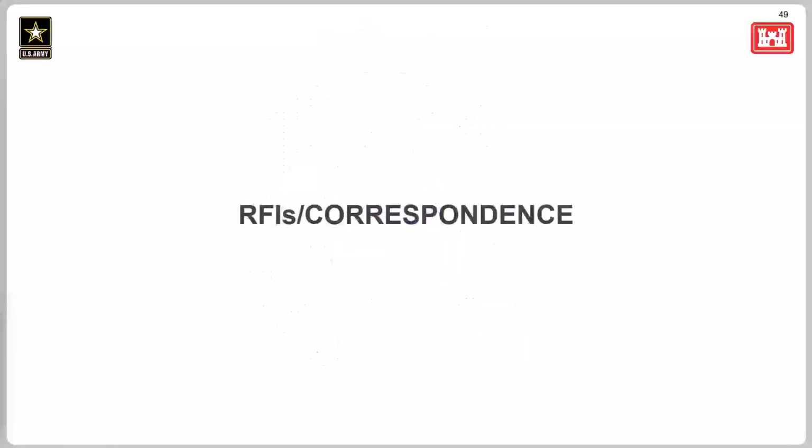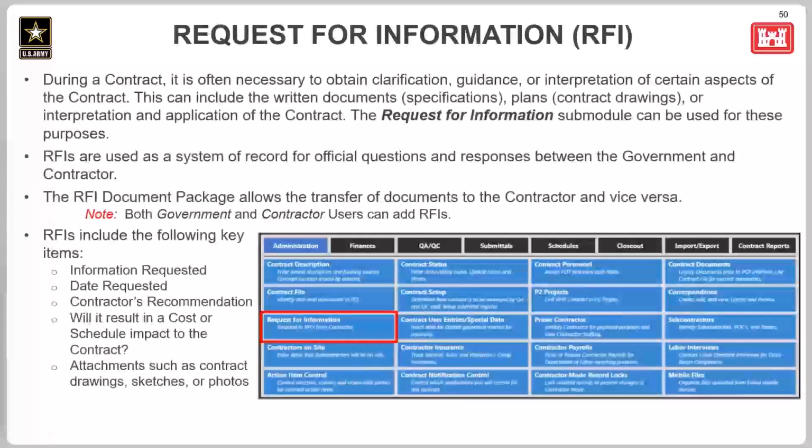Okay, so now we'll review RFIs, or requests for information, and correspondence. So starting with RFIs, here we're providing an overview of RFIs. These are used as a system of record for official questions and responses between the government and the contractor. Also, these do function both ways. So the government can create an RFI for the contractor, and the contractor can create an RFI to send to the government.